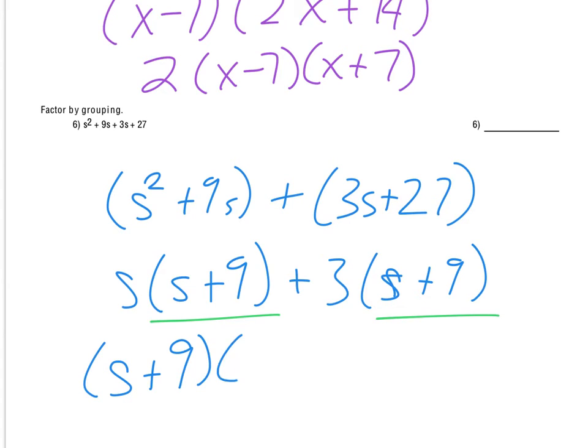And then we're left with the s plus 3. So that's what we're looking at. And we could see if we were to FOIL or box that out that we would get back to where we started. This one is a little bit strange just because you could combine the 3s and the 9s, but we're really just looking at how to factor that by grouping.